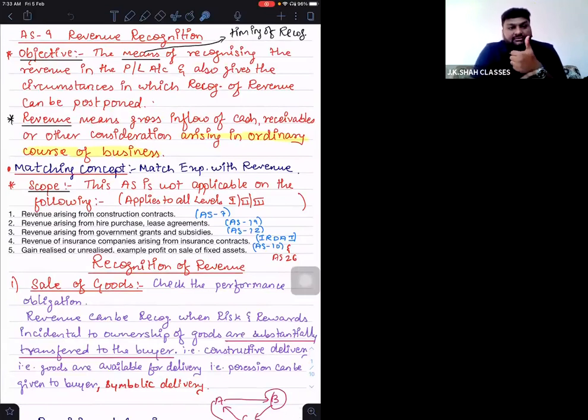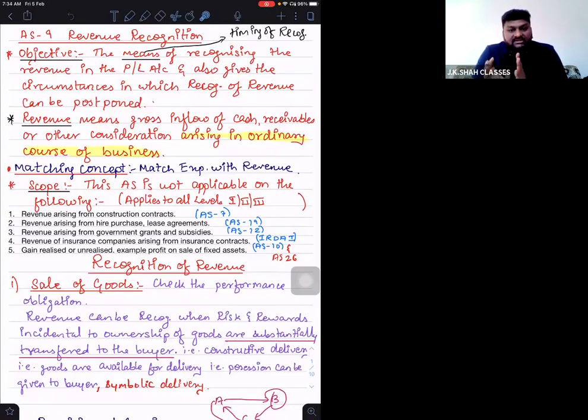So the first area from where you can earn revenue is sale of goods. The second area from which an enterprise earns revenue is provision of services. That is, they render services and they earn revenue. And third, use of enterprise resources by others. First, sale of goods. Second, rendering of services, or you can also say providing services and earning revenues. And third, use of enterprise resources by others.